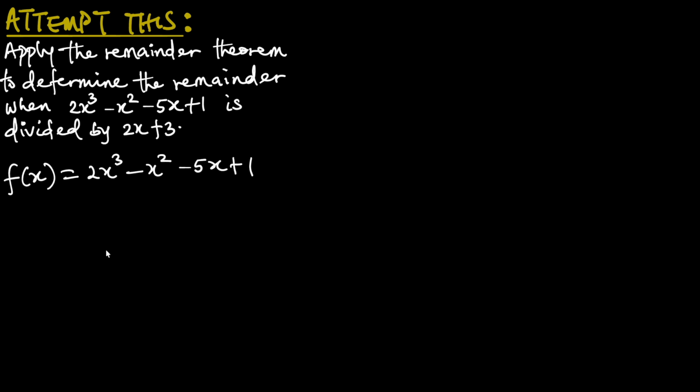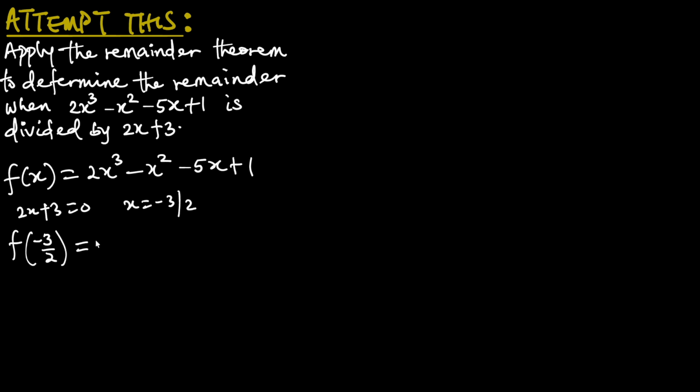You can give this question a try. You can pause the video and do that. So I'm going to solve the problem now. We're trying to see the remainder after this has been divided by this. So we need 2x plus 3 equals 0. You have x equals negative 3 over 2. Then we need f of negative 3 over 2.